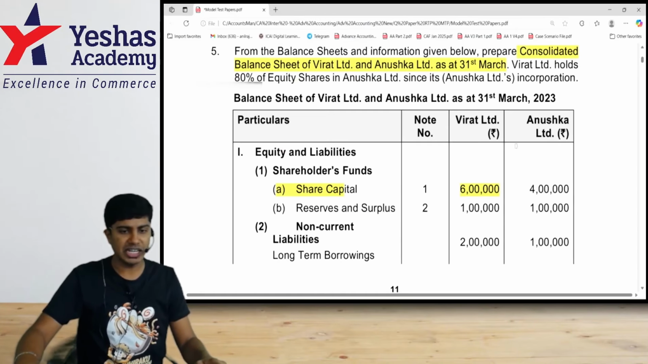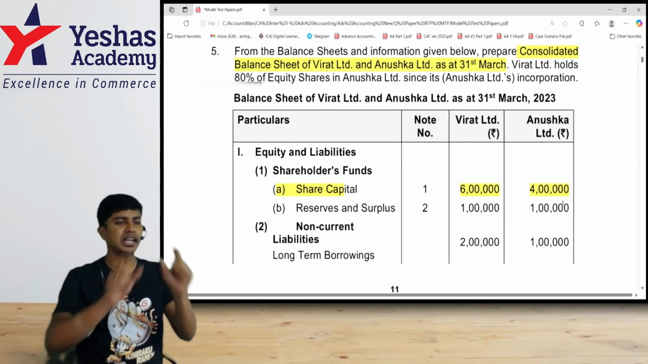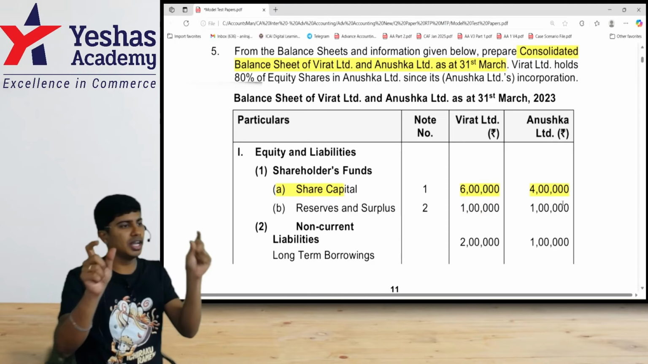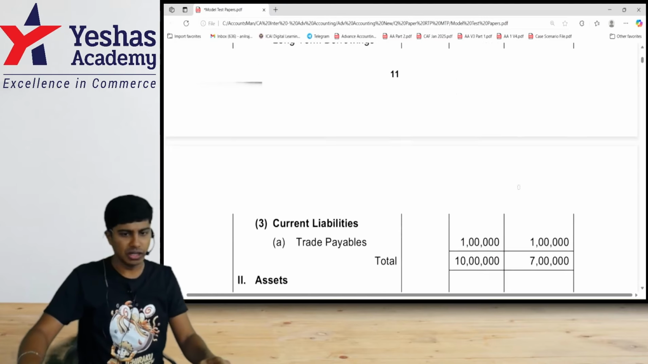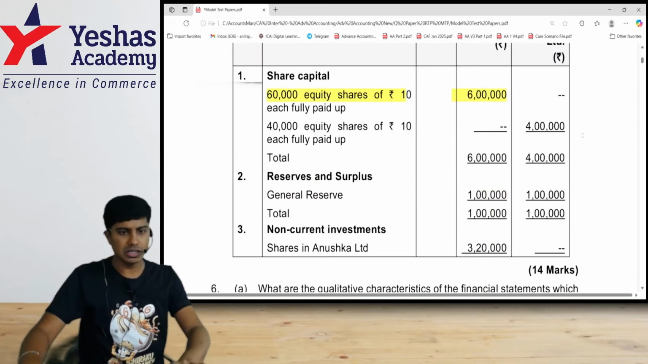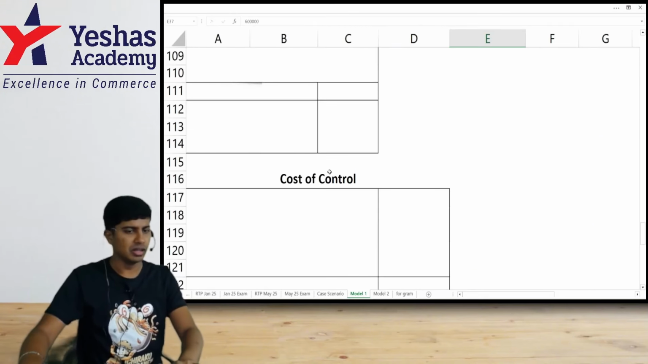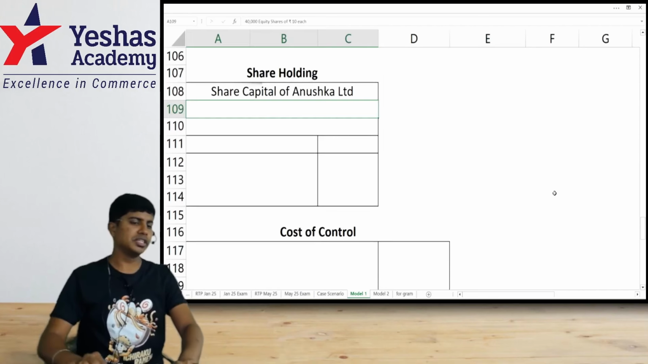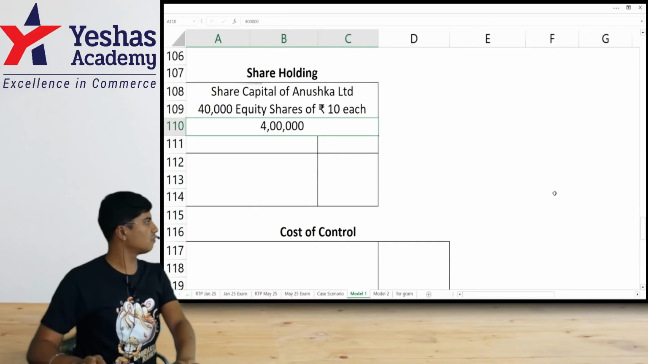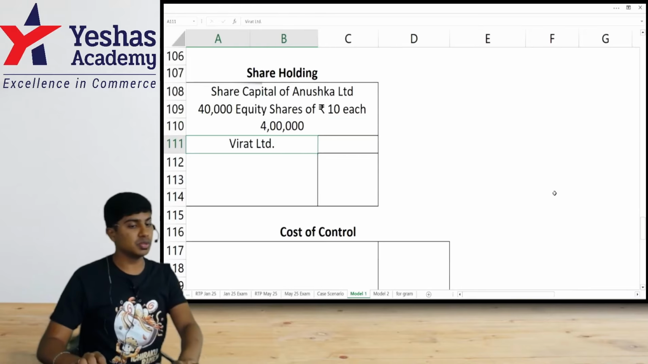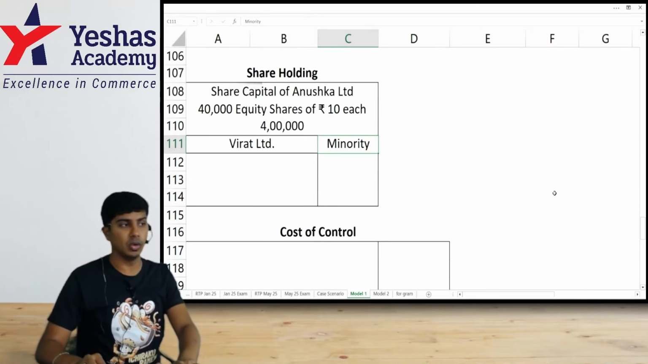Next we have share capital of Anushka, 4 lakh. Share capital of the subsidiary has to be split into holding and minority. Let's do that. 4 lakh rupees is 40,000 equity shares of rupees 10 each, coming to 4 lakh. So let me write in our working note number 1, which is on share capital, 40,000 shares of rupees 10 each, 4 lakh.